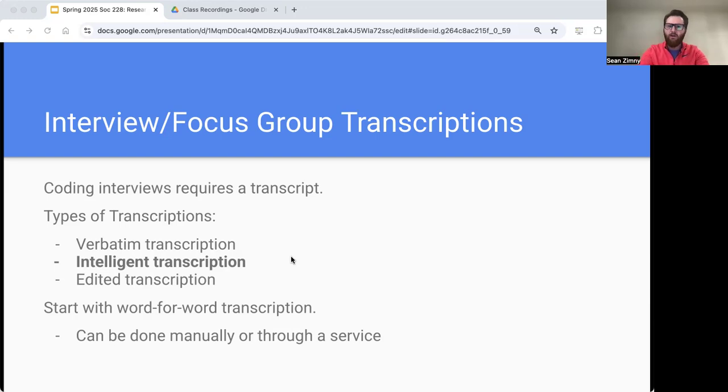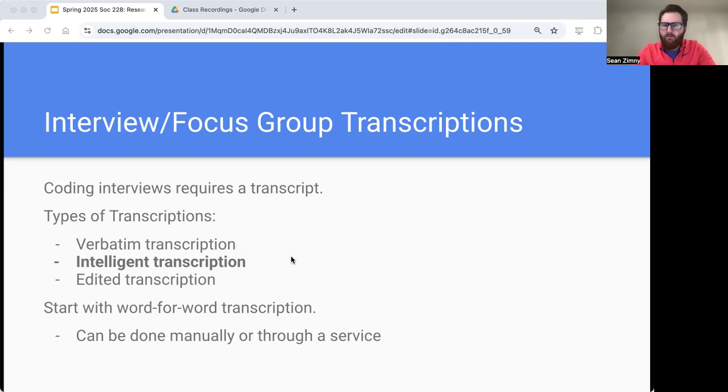So a verbatim transcription is, like I mentioned before, transcribing every word, every pause, every stutter and filler word, such as the ahs and the ums when you're naturally speaking. An intelligent transcription is transcribing every word, but making an interpretation to include or exclude pauses or filler words, and potentially cleaning up the grammar.